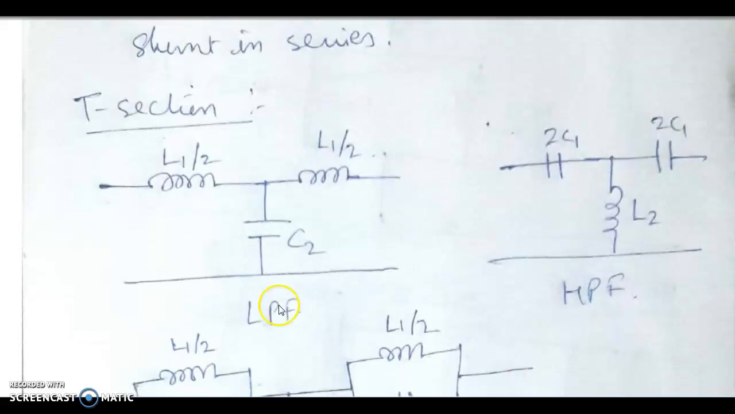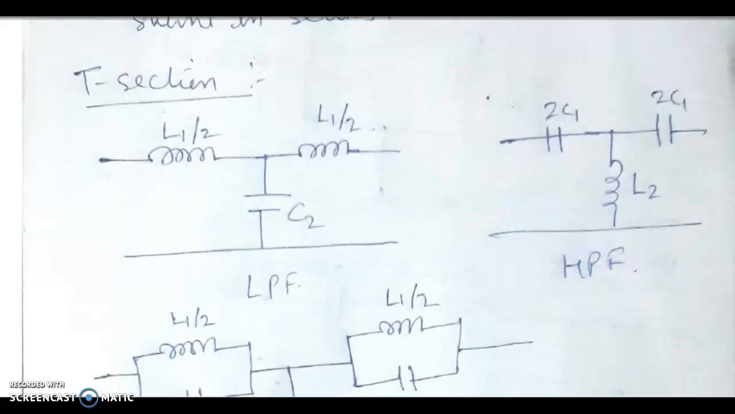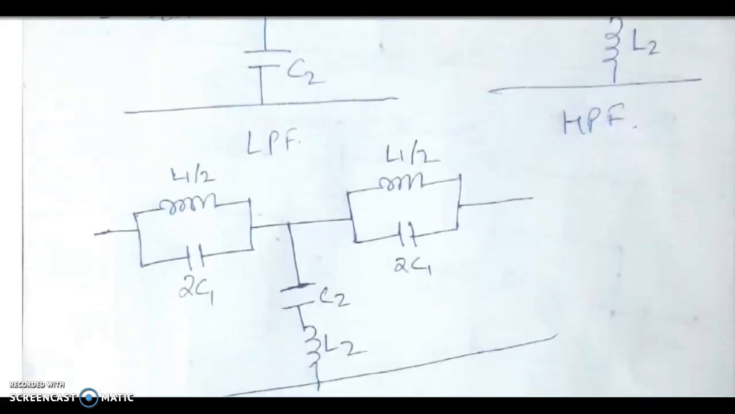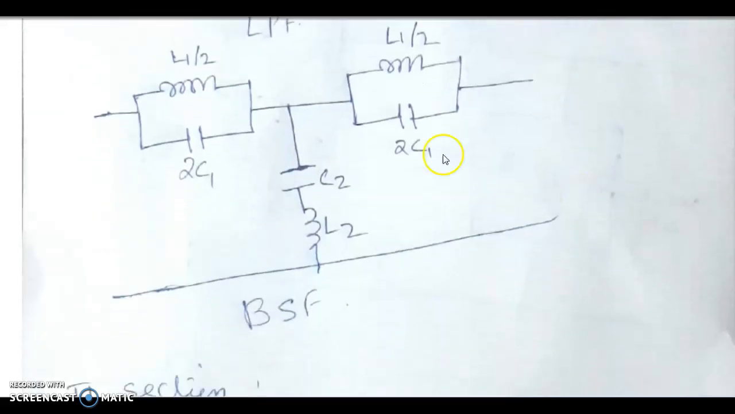So when series arm is getting connected in parallel, in that case this element L1 by 2 is connected in parallel with 2C1, again this L1 by 2 is connected in parallel with 2C1, and shunt element, that is C2 and L2, will get connected in series. So now the circuit, the T section of the band stop filter, looks like this. This is the T section of band stop filter.